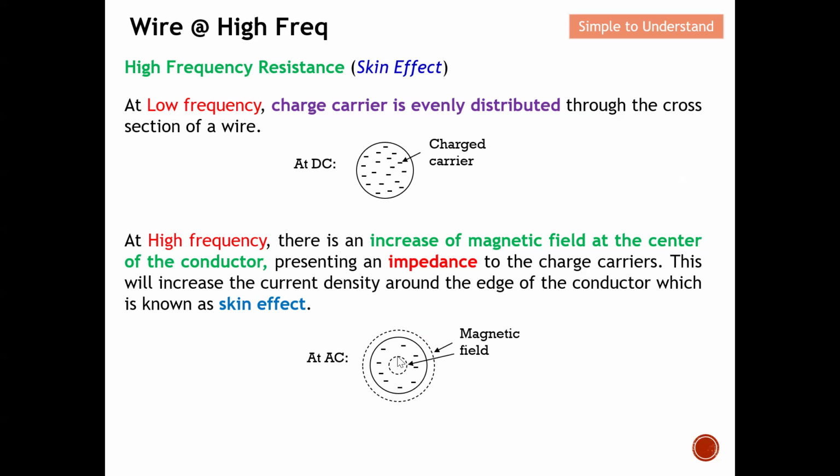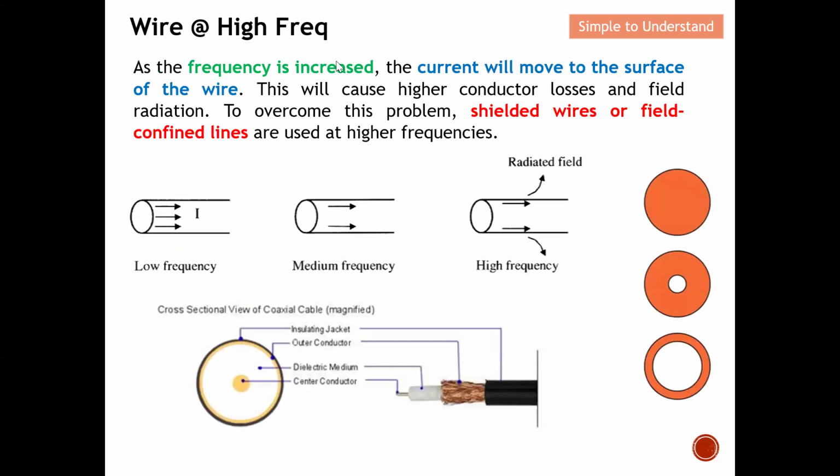Keep this in mind. When I increase the frequency, you can imagine that this dotted circle becomes bigger and bigger, so I'm going to have a more drastic skin effect. This is the quick discussion on the skin effect. As the frequency is increased, the current will move to the surface of the wire. This will cause higher conductor losses and field radiation. To overcome this problem, we need a shield wire, or a few confined lines are used at high frequency. Let's study this diagram here.